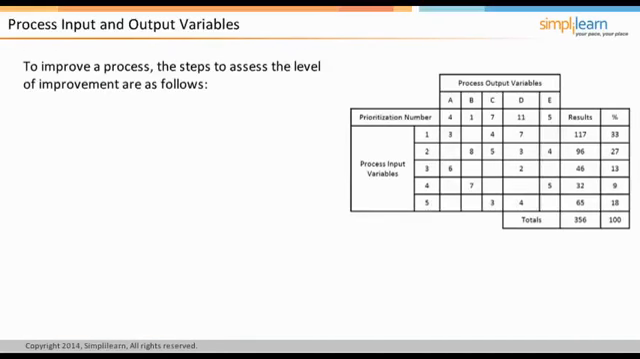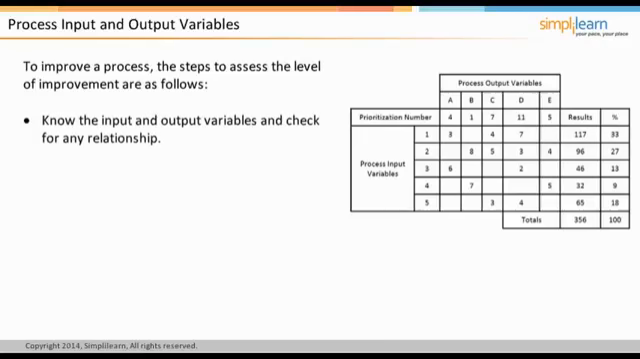Process improvement has a few prerequisites. Before a process can be improved, it must first be measured to assess the level of improvement required. The first step is to know the input variables and output variables, and check for any relationship. The SIPOC map and the cause and effect matrix are very helpful. There are many ways to measure the key process variables. Metrics such as the percent defective, operation costs, elapsed time, backlog quantity, and documentation errors can be used.